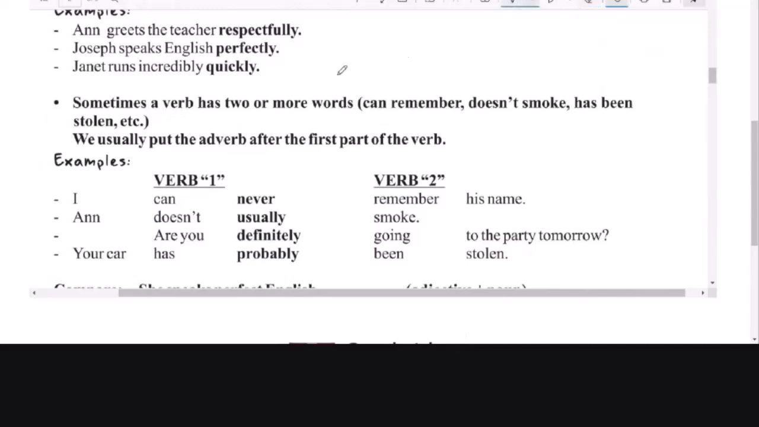Now, when a verb, in this case, I like this example, sometimes a verb has two or more words: can't remember, doesn't smoke, has been stolen. We usually put the adverb after the first part of the verb. Can never remember. So that's something that we should practice, talking about the order of the words. In the case of multi-word verbs, we usually put the adverb after the first part.